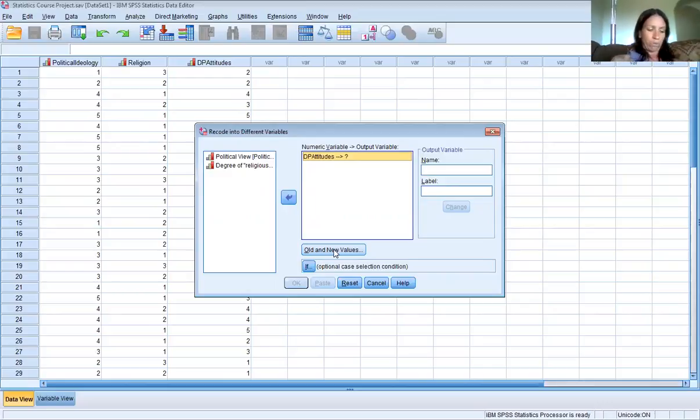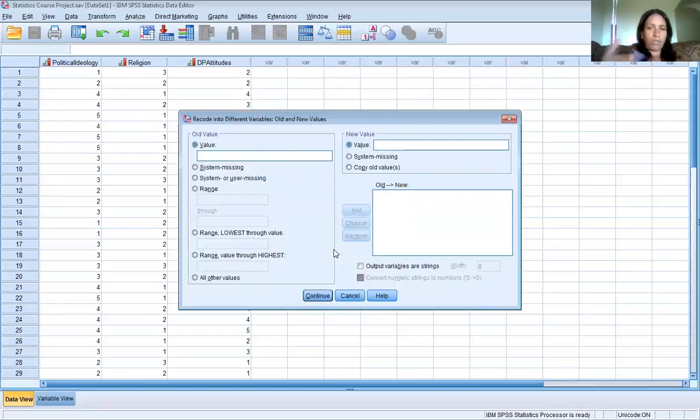So the way I decided to recode was into 2 categories. One category is just people who do not explicitly support capital punishment. And then my other category is people who do explicitly support capital punishment. So the old value is 1, and your old values are going to be the actual values on your survey. So my old values were 1, 2, 3, 4, and 5. 1 was strongly opposed to 5 is strongly support. My new value, I'm going to make that a 0. And I'm going to add.